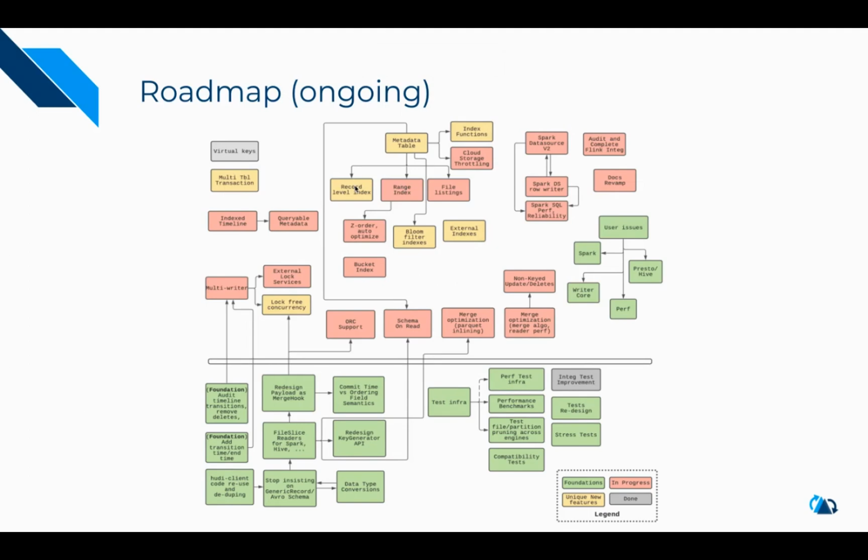This is being driven by Uber, where they're trying to replace their HBase index with this. And file listings has already been reworked and I think landed into master. I think this is what Shiva was asking, testing for. Range index is something where we have a PR around Z ordering and Hilbert curves, which is I think almost ready. It is going to go out in the next release.